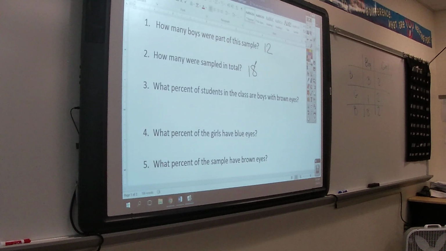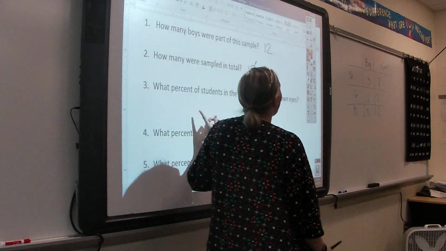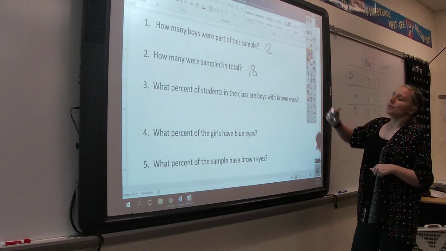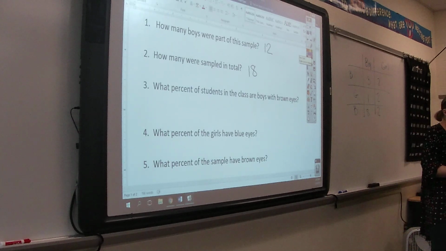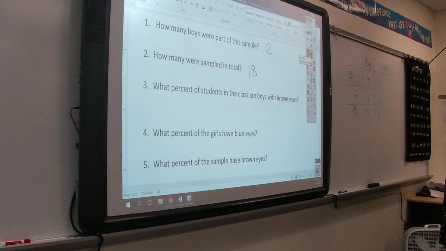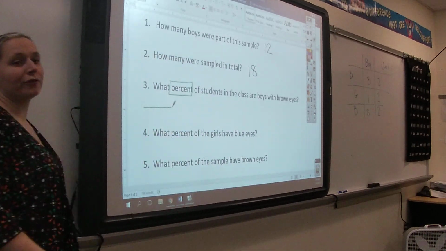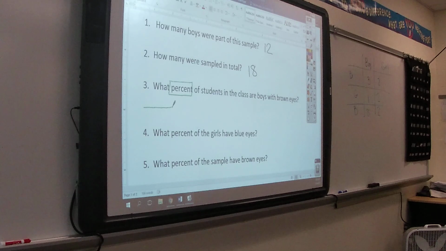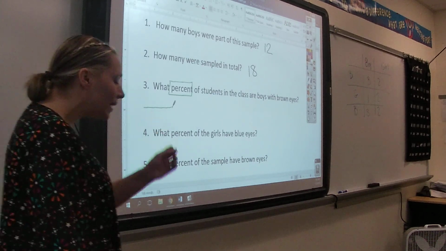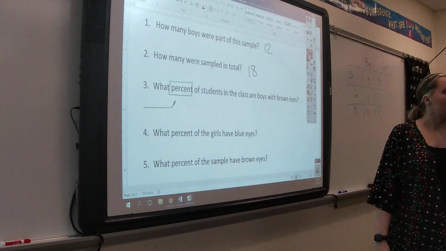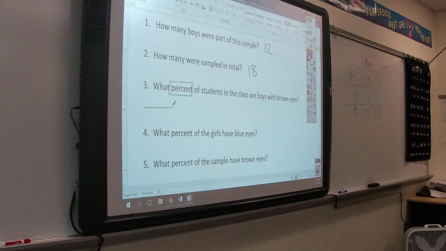Now, here's where my students make the mistakes. Okay, question number 3 says, what percent? A percent is no longer just calculating a number. What do we need to be able to calculate a percent? A fraction. Okay, so once we read this word percent, we know we're going to be talking about a fraction. It is crucial that we read carefully to find what we're actually using to calculate the percent.